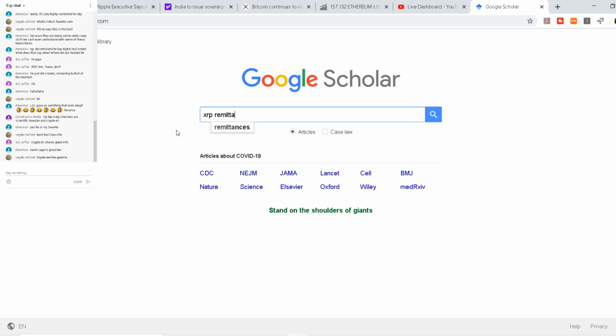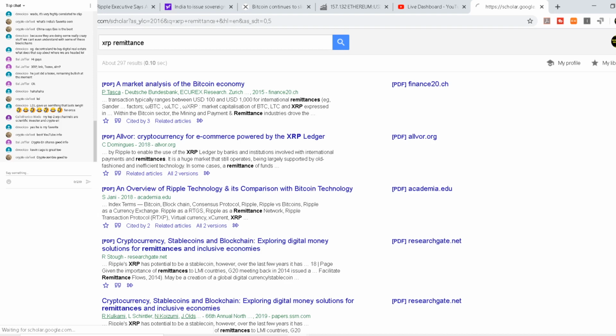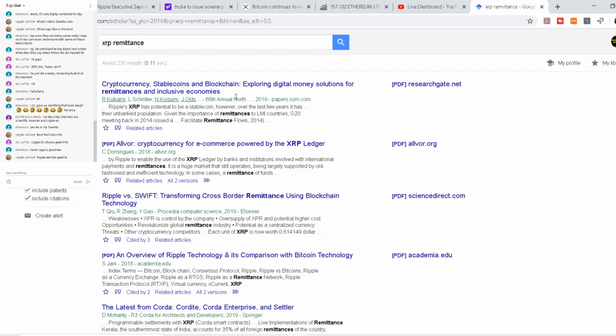Type in remittance, and now give a time frame, say from 2016 to 2017. You can actually set the range where you want. Now you can see a lot of articles coming in with that perspective. You can go through them.